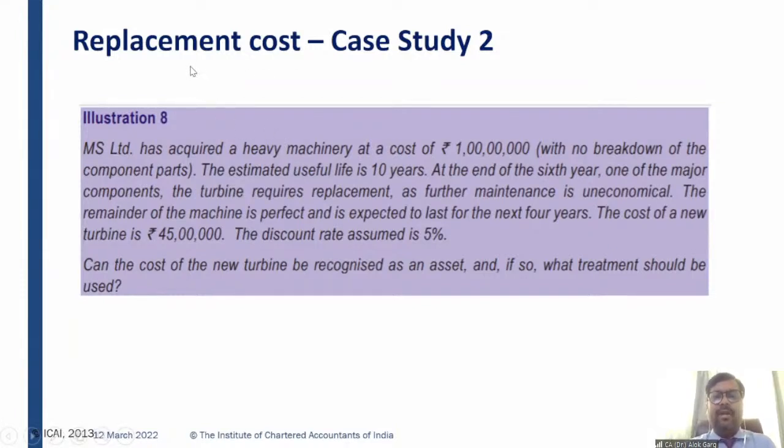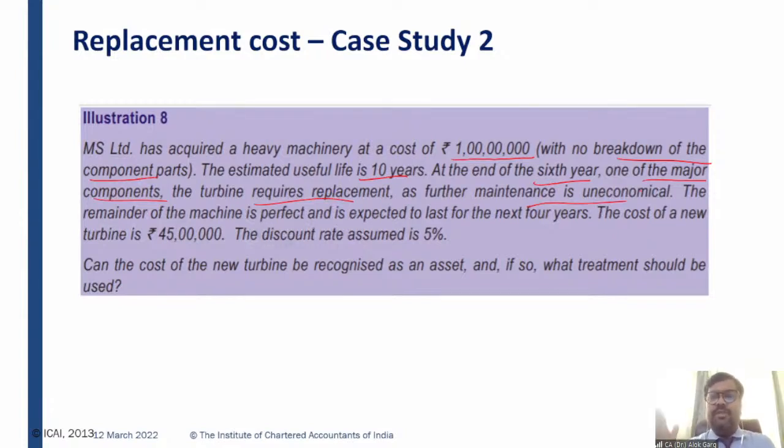MS Limited has acquired a heavy machinery at a cost of rupees 1 crore with no breakdown of the component parts. So there was a machinery and the cost of the machinery was 1 crore and there was no breakdown of the component parts, like there was no breakdown of truck and engine, right? The estimated life is 10 years and at the end of the 6th year, one of the major components, the turbine, requires replacement, as further maintenance is uneconomical.